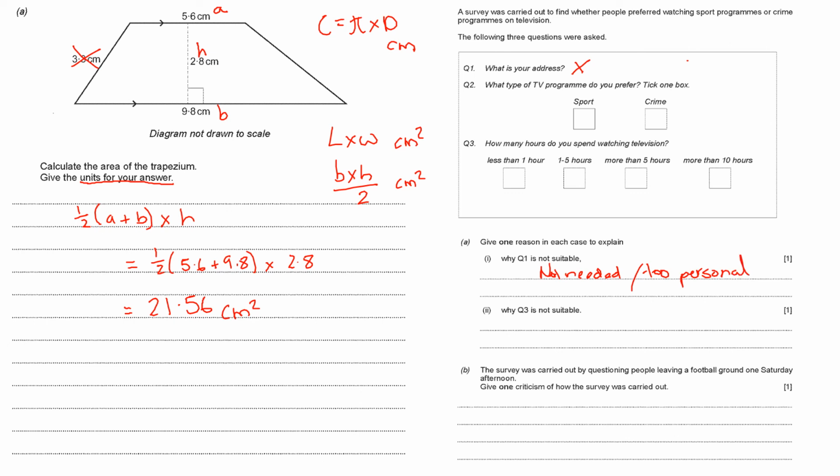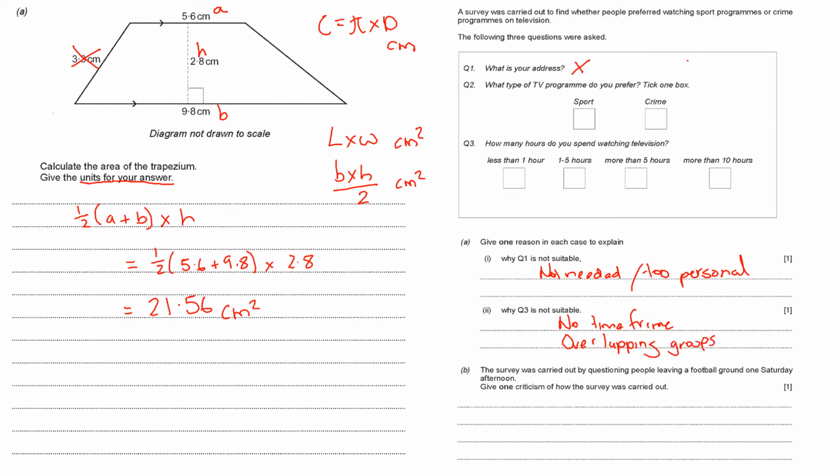Okay. Why is question 3 not suitable? How many hours do you spend watching television? Oh, here we go. No time frame. A day, a week, a month. Or the other thing we could talk about here is overlapping. I've just spotted, look, less than 1 hour, 1 to 5 hours, more than 5 hours, more than 10 hours. You could argue here that if you were 1 hour exactly, because you liked the program that was an hour long, which group would you go in? So you could definitely say there are some overlapping groups here.